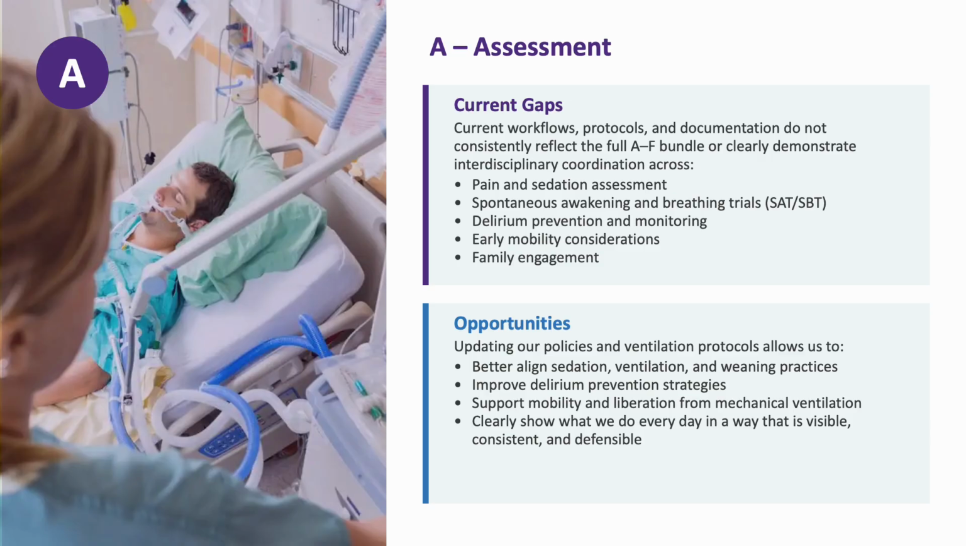Now we are on the A in our SBAR, the assessment. This is where we take an honest look at where we are today and identify the gaps between our current practices and where we need to be. Let us look at the left of this slide first. Current gaps section. Our current workflows, protocols, and documentation do not consistently reflect the full A through F bundle. That does not mean we are doing bad work. It means our systems and documentation are not set up to clearly demonstrate the interdisciplinary coordination that the bundle requires.